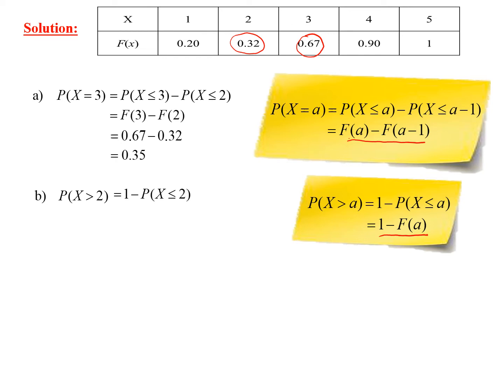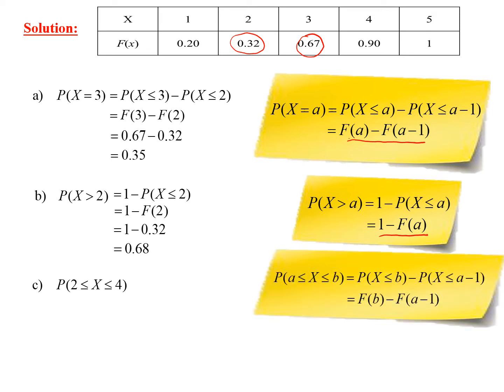So for this one, we will get 1 minus the probability that x is less than or equal to 2, that is 1 minus F(2). Then F(2) is 0.32, so 1 minus 0.32, we will get the answer 0.68. Next, we are going to find the probability for x less than or equal to 4, greater than or equal to 2. By referring to this formula, we will take F(b) minus F(a minus 1).